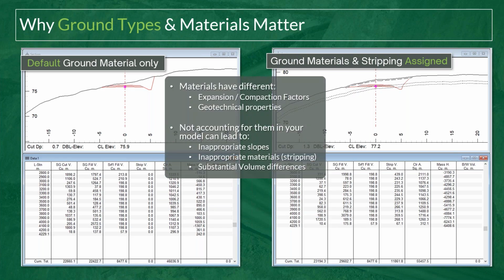So again, just to re-echo what I introduced in that initial slide, materials have different factors associated with them, whether that's slopes or their shrink and swell. Not accounting for these in your RoadEng model can lead to inappropriate slopes, maybe inappropriate materials if you've left stripping within your project, and potentially substantial volume differences.